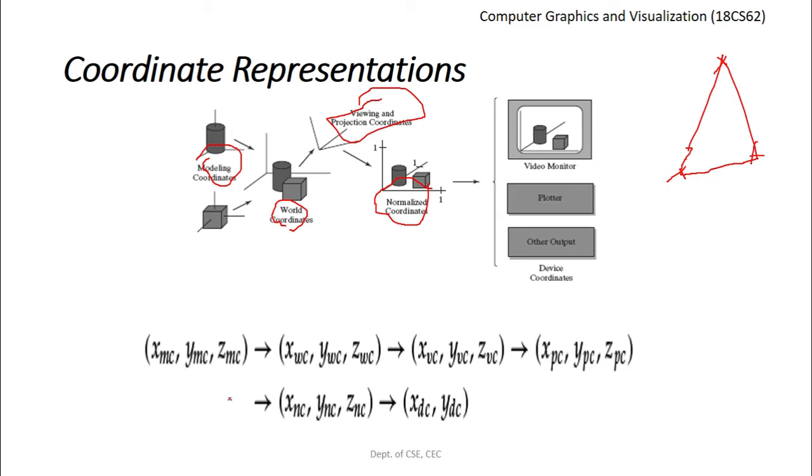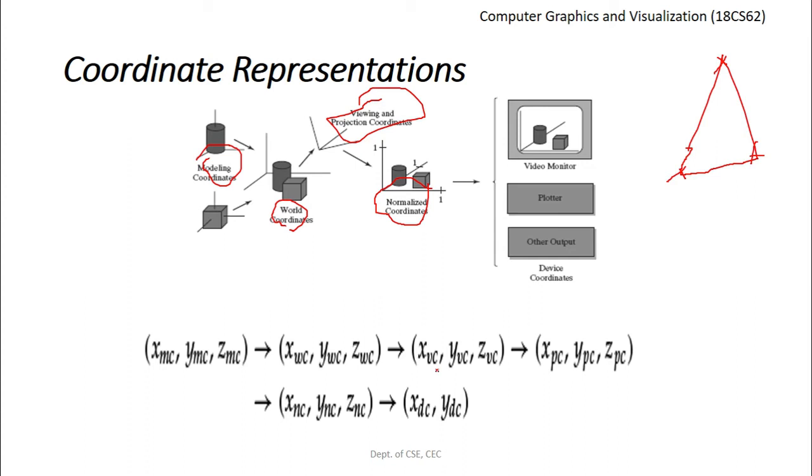So remember, initially we are going to represent the coordinates using the modeling coordinates. That is what is represented here. M represents modeling. So all the coordinates for the different objects that we are going to draw, we are going to specify in the modeling coordinates, which will then be converted into the world coordinates, where different objects will be placed in a given scene. So then we convert it into world coordinates. W stands for world.